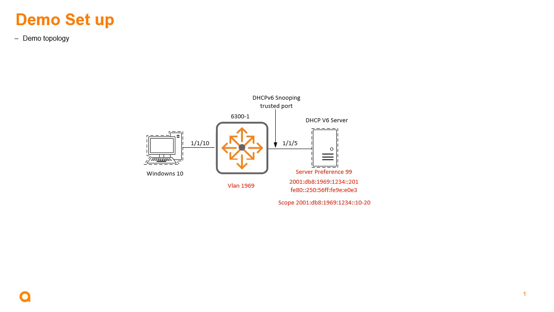The server is configured with a preference of 99, and we have a v6 address of 2001:db8:1969:1234::201. We also have a link local address for the server, and then we have a DHCP scope of 2001:db8:1969:1234::10 up to 20.